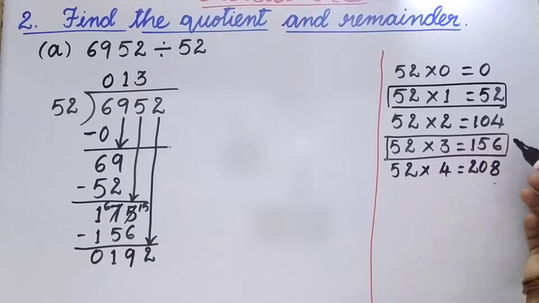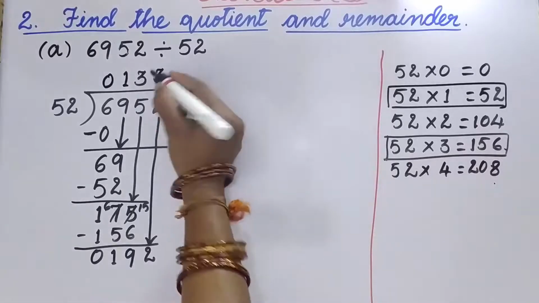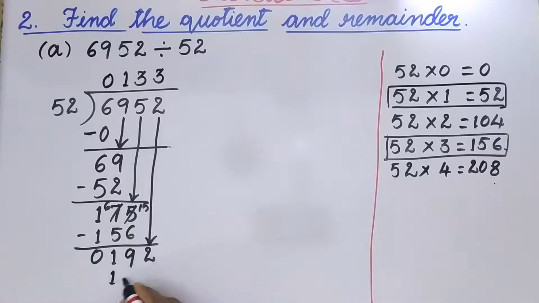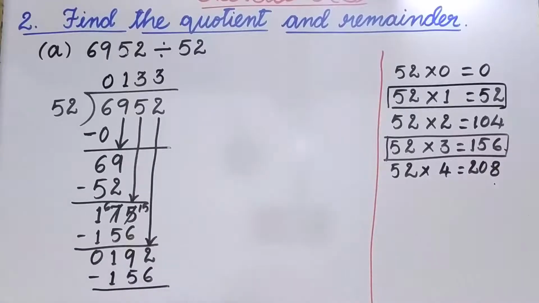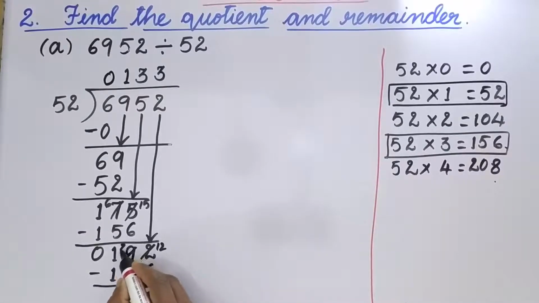It's not possible. So we need to go back to 52 threes are again. Okay. And we'll get here 156. Subtract. How much do we get? We can't subtract, so borrow and subtract. 12 minus 6 will be 6, 8 minus 5, 3, and here 0.